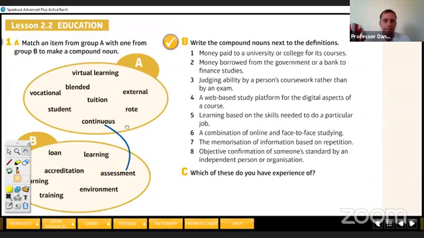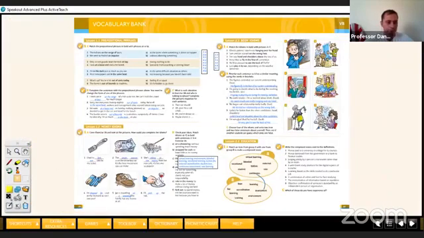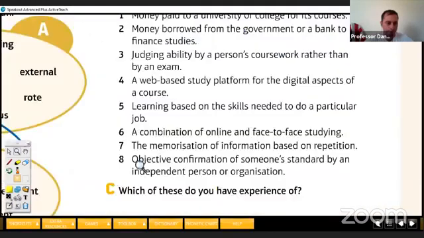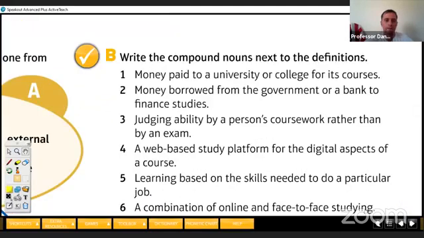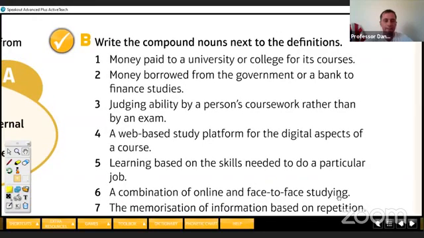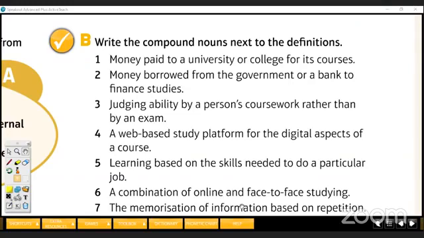Write the compound nouns next to the definition. Number one: money paid to a university or college for its courses. Tuition fee. Yes, tuition fee. Now number two: money borrowed from the government or a bank to finance studies. Nancy said student loan. That's right, Nancy.